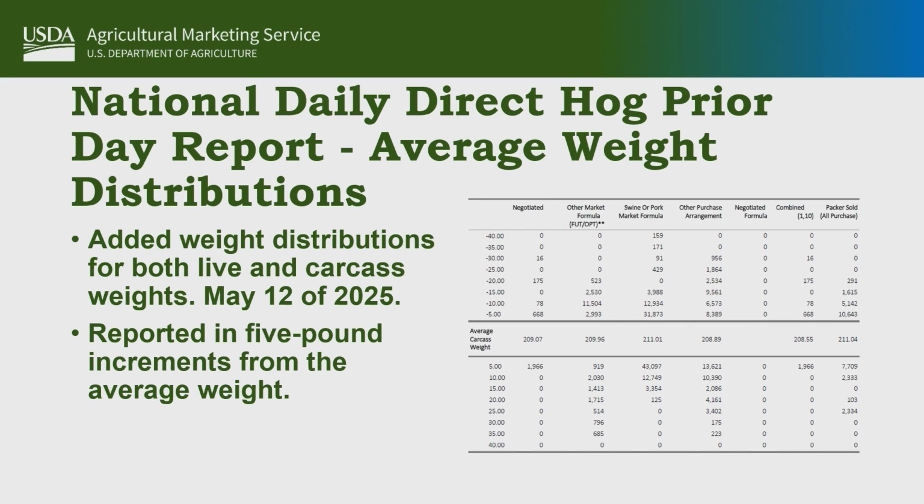And we added to this report just a month ago weight distributions to try to show a little bit clearer picture of why things are doing what they're doing. So, you know, if there's something that got $20 below average, you look down at the weight bracket and, oh, it was either really fat hogs or really skinny hogs. That's why they didn't grade as well. They didn't get as good a price.